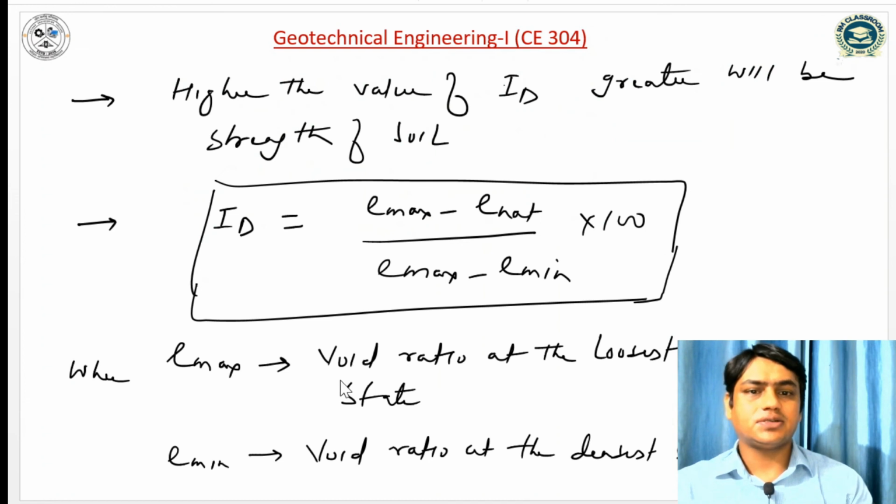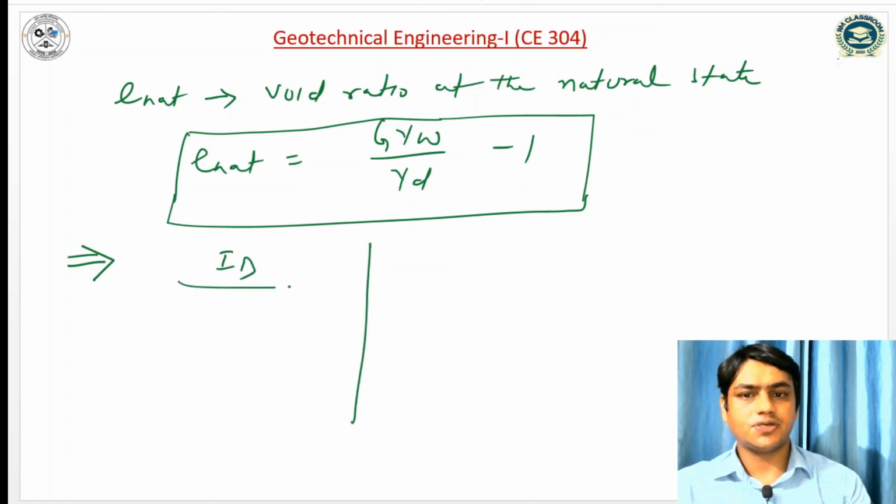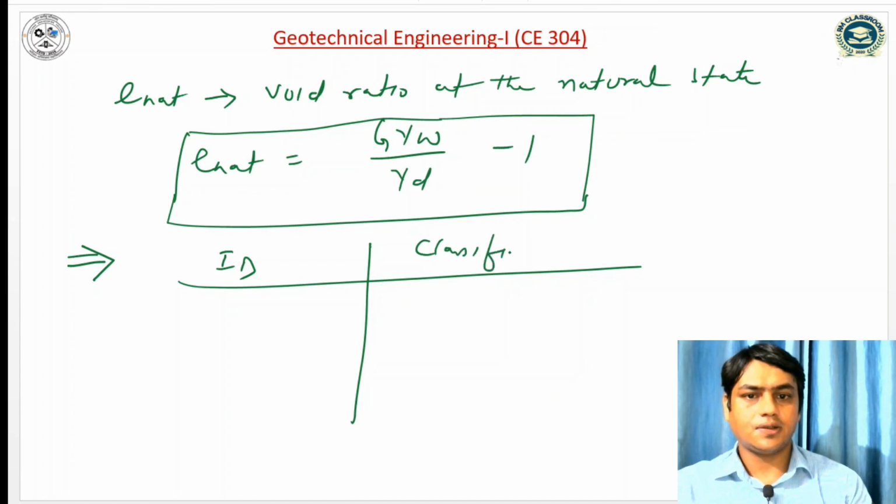So what is Emax? It is the void ratio at the loosest state, meaning maximum voids in the soil at that time, and E minimum is the void ratio at the densest state, meaning when soil is highly compacted, then the void ratio will be minimum, and it is called void ratio at the densest state. And E natural is the void ratio at the natural state, and the value of relative density and classification.